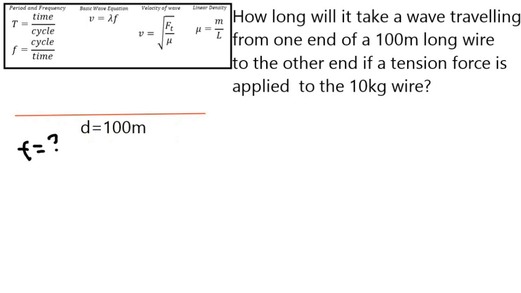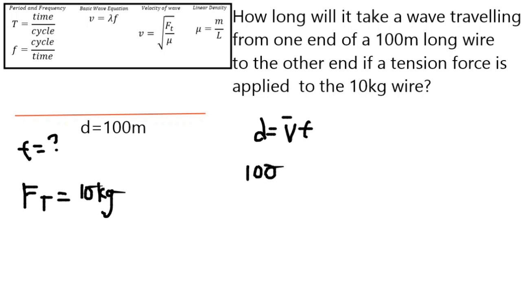So let's list down what we know. Frequency is what we're looking for. No, time. I thought that's F. So the mass is 10 kilograms. And what we're given here. Oh, we can actually use this formula. Distance is equal to the average velocity times time. You know your Newtonian mechanics back then, kinematics. So we have the distance, but we do not know what the average velocity is.